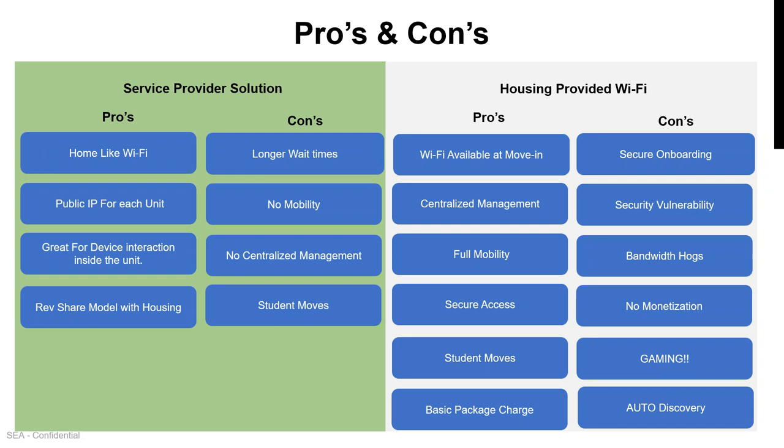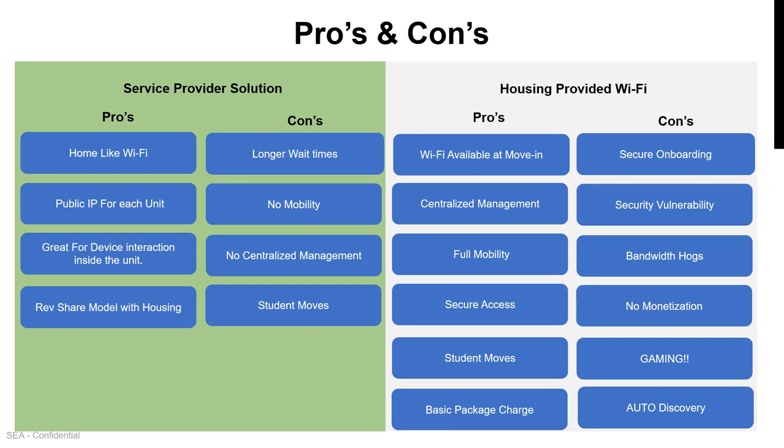There's no way you can do that, so that is a challenge right now. How do you approach this? How do you assign a public IP? Remember, on the pros column on the service provider side, I have one public IP for each unit. There's definitely an advantage of having that, because there might be other applications like the one that I just described that might need that public IP address.